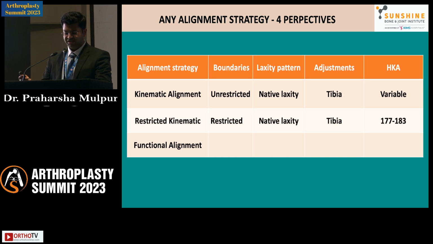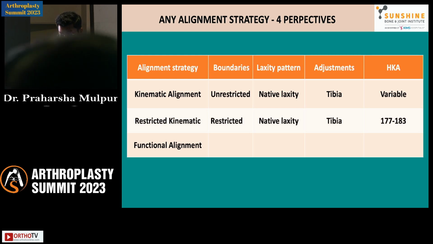So you can see we've already seen kinematic alignment being unrestricted, and restricted kinematic, adding some restriction as far as the boundaries are concerned. Both of these were created to accept the native laxity of the patient. That is probably, in a varus knee, increased lateral laxity and a tighter medial gap. In both of these, the emphasis is placed on retaining the femoral component in the ideal position and making any changes only in the tibia for adjusting the gap balancing.